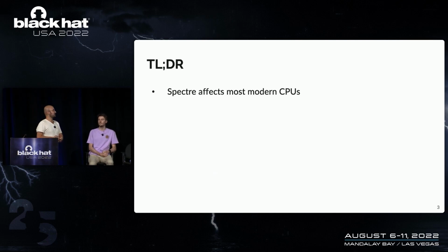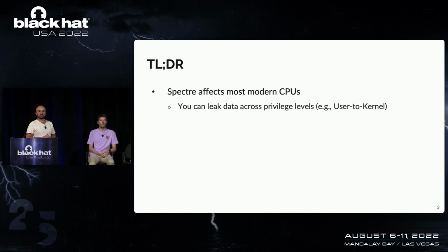So what is this project about? This project is about Spectre, which is a vulnerability that affects most modern CPUs. And one of the reasons why Spectre was considered interesting from the beginning was that it allowed attackers to leak data even across privilege levels. So for instance, you could build exploits leaking data from the kernel to user space, and this would completely disregard the concept of supervisor domains.